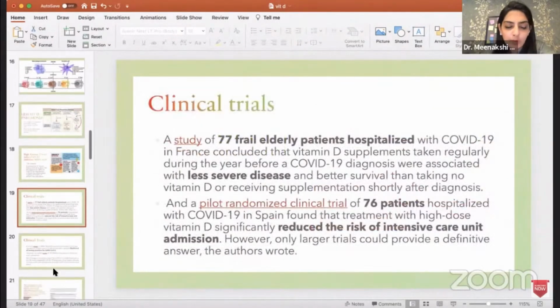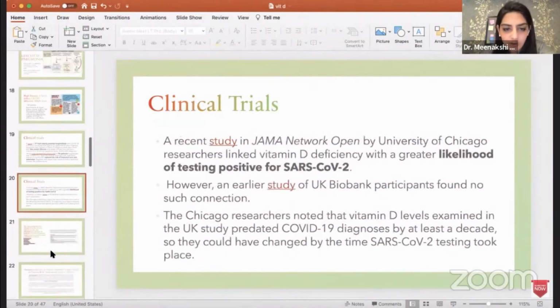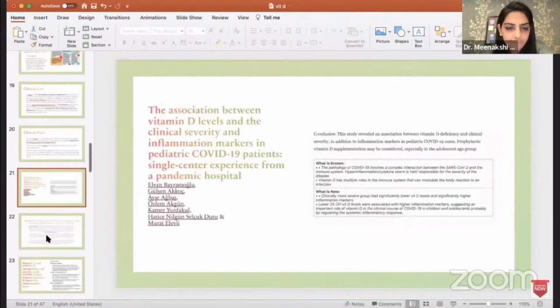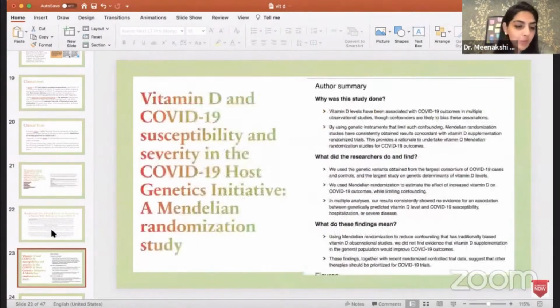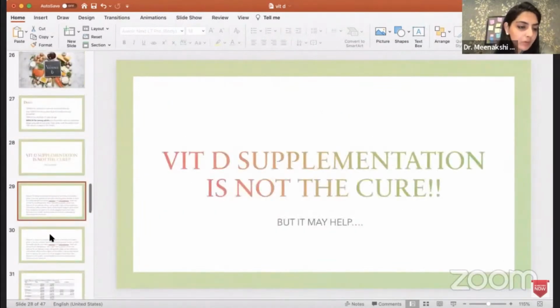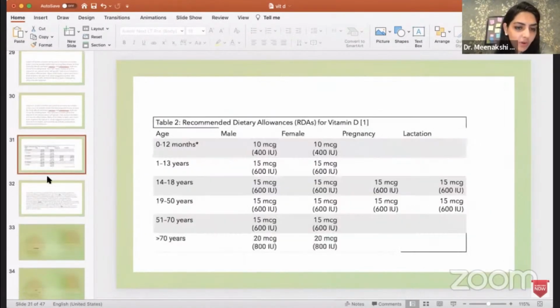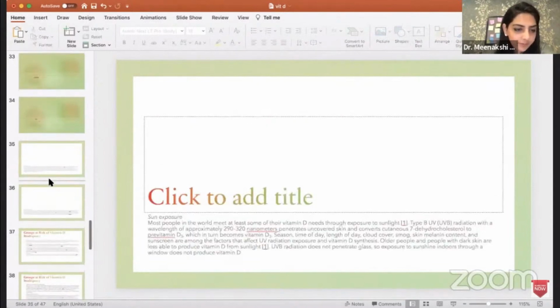So again, we don't want to talk about COVID now. So I'll move on. Now let me move on to the next topic that I want to discuss today, and that is who are the people who are at increased risk of developing vitamin D deficiency.